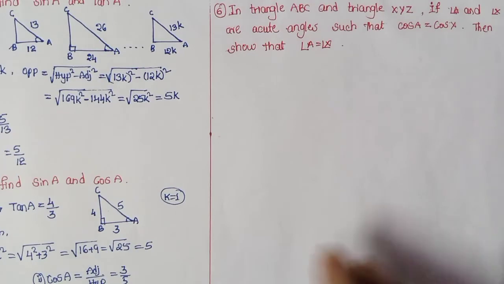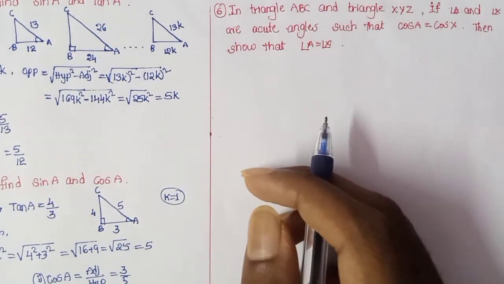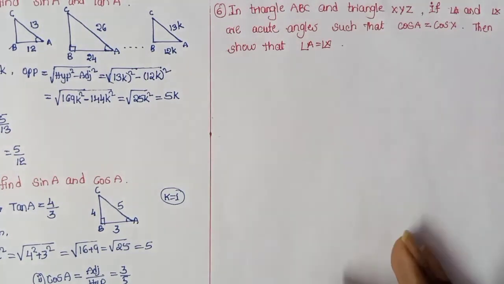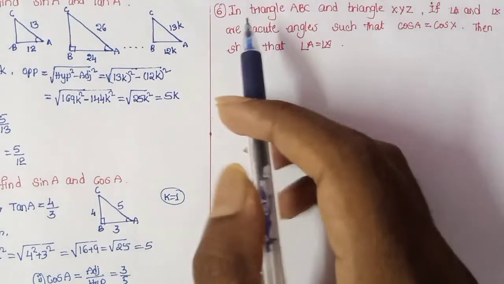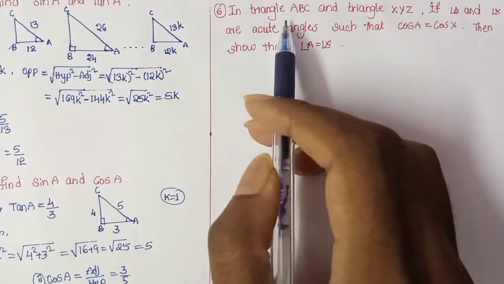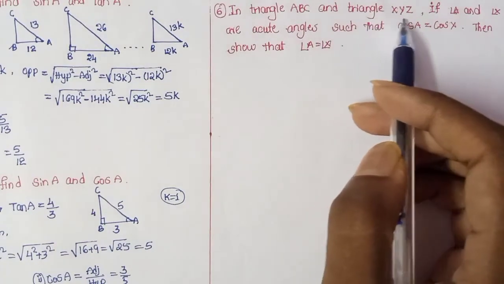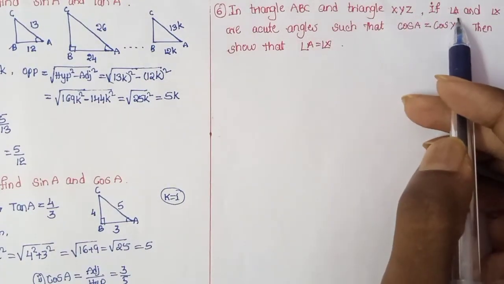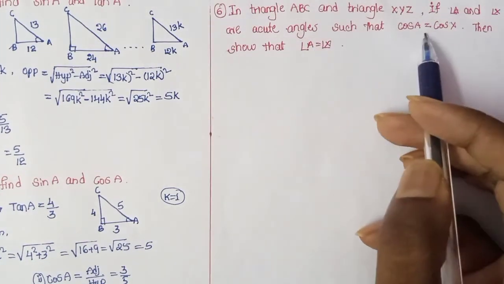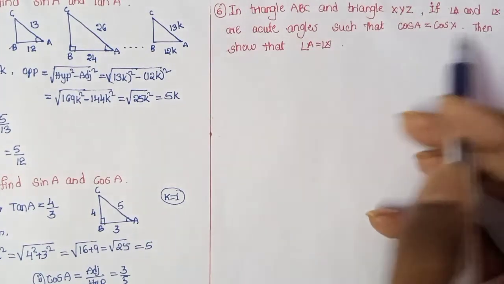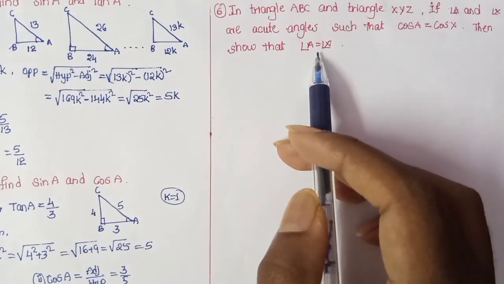These are some more, a little bit difficult, but we make these problems easier for you. So let us begin these problems. So first, in triangle ABC and triangle XYZ, if angle A and angle X are acute angles such that cos A is equal to cos X, then show that angle A is equal to angle X.